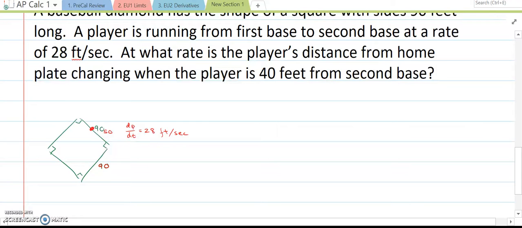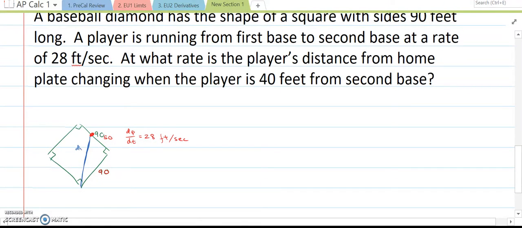I've got some distances to consider already, and what I'm looking for is how fast is he getting away from home plate. Home plate this time is right here. This is the distance that we're trying to figure out. This is the rate of change that I am considering, the distance to home. We'll call it dH dt. H for home. Let's go ahead and do it.